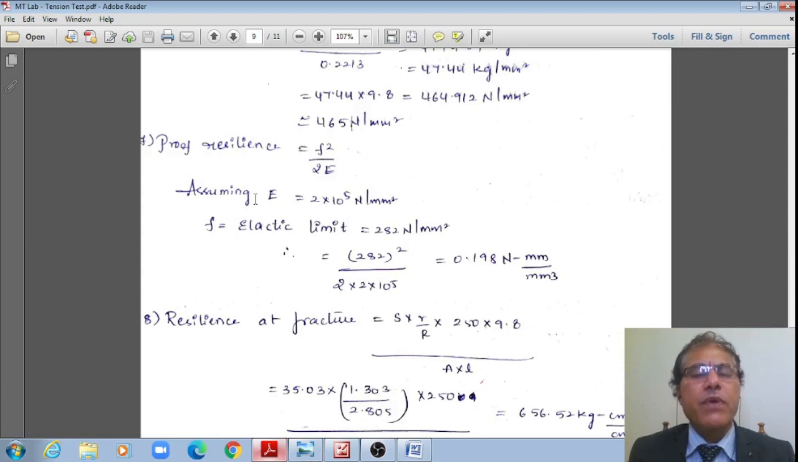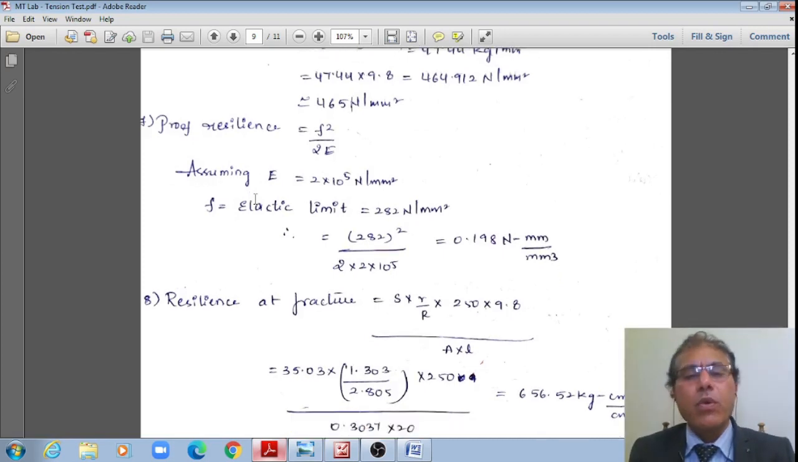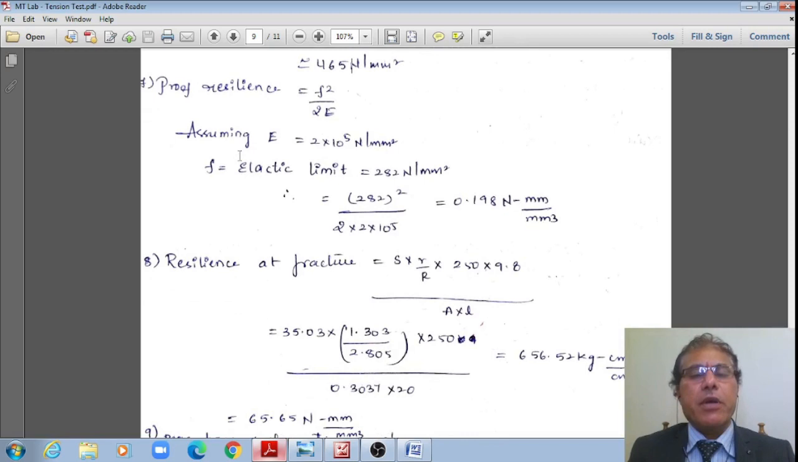If no cup and cone is formed, then it is presumed to be a brittle failure, right? Now, however, I got good elongation. Now, let me also calculate that one, right? Before that, let us see what is that proof resilience.